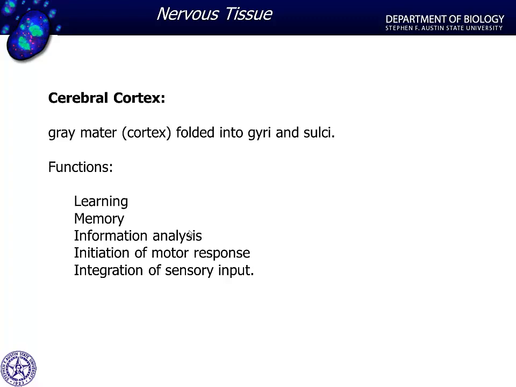So as I mentioned previously, cerebral cortex, this is the gray matter that surrounds the white matter of the brain, folded into gyri, and the sulci dive down in between, down deep into that cortical tissue. And we know our cerebral cortex is where we have learning, memory, informational analysis, initiation of motor response. And that's critical because our cerebellum is going to coordinate that before it actually goes out to our target muscles. And then also we've got the integration of sensory input so that we can make sense of what we're actually seeing.